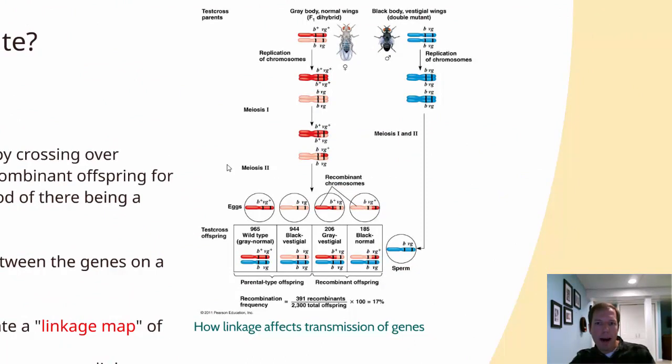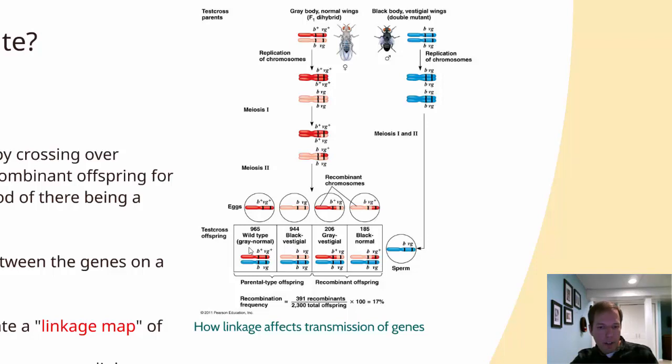We have a trait for body color, so we have gray body on the left, black body on the right. We have also the wing type. We have normal wings on the left, and we have vestigial wings on the right. So the individual on the left, the mother here, is going to have both of the wild type or normal traits, and the male on the right, these are both recessive. So what we would expect is that these things are going to travel together. So we would see that the father is passing on these recessive traits together, and the mother is passing on these dominant traits together.